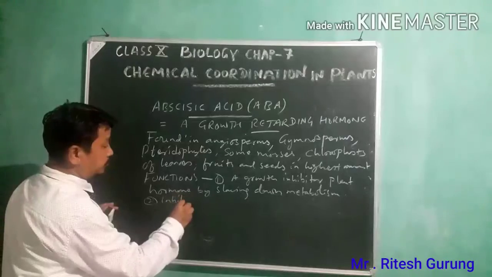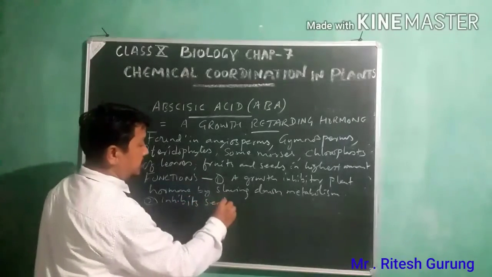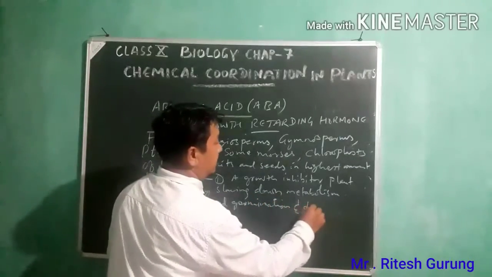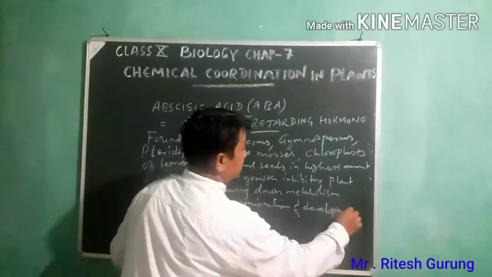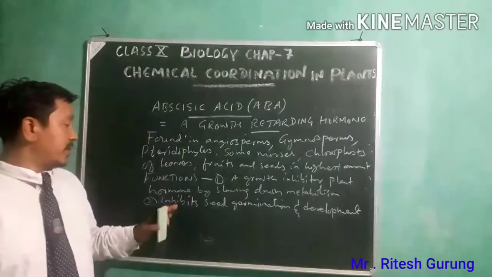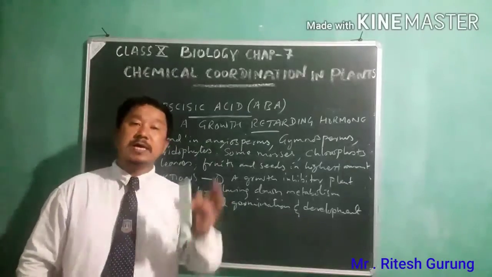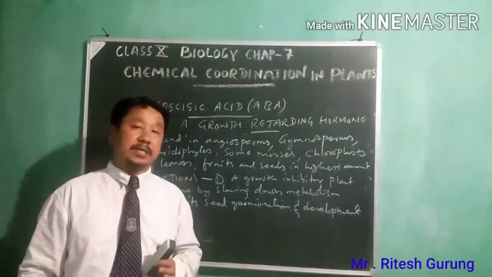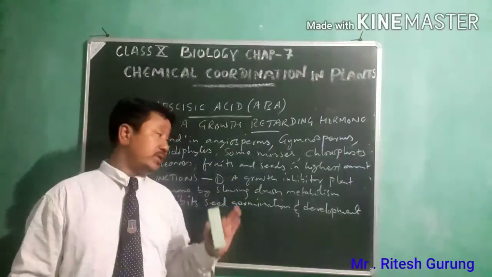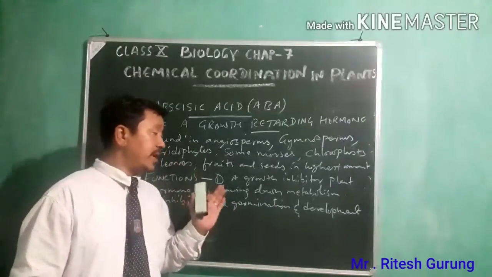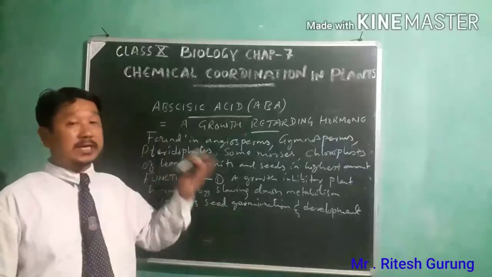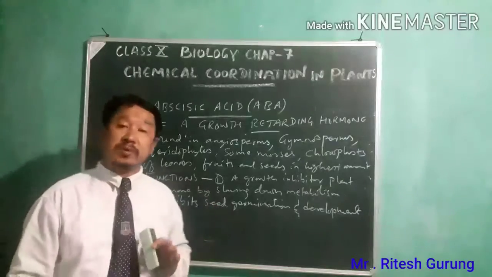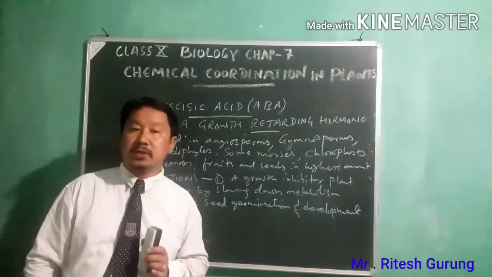It inhibits seed germination and development. That means the germination and the development of the seeds are also checked by this hormone. It inhibits seed germination and development, because there are other hormones which actually promote the development and germination of the seeds, but just to check that one, here is another hormone which is called abscisic acid, inhibiting the seed germination and development.